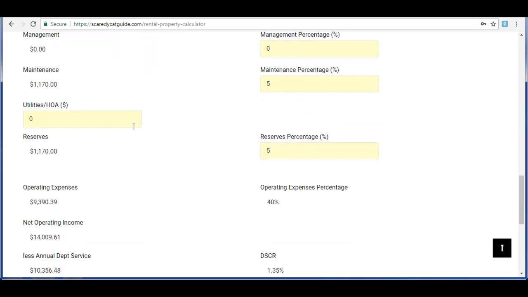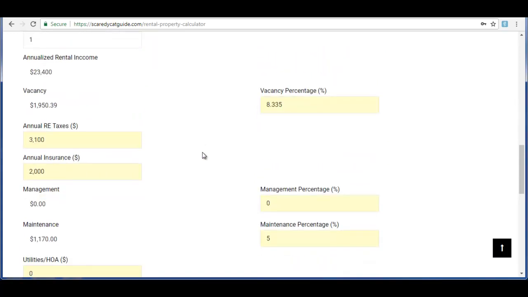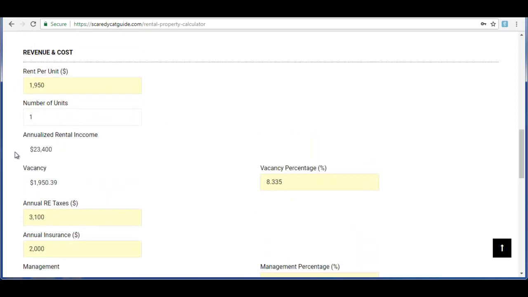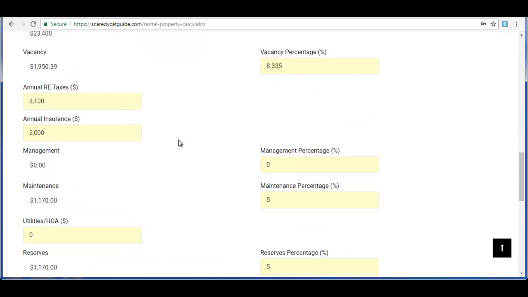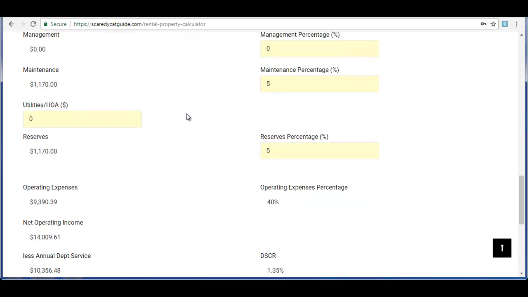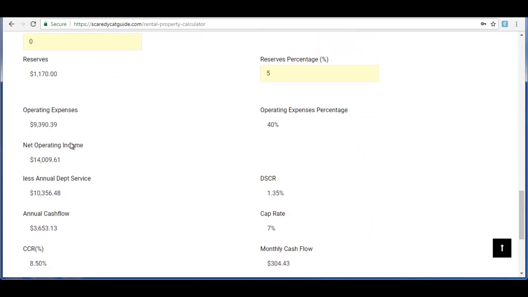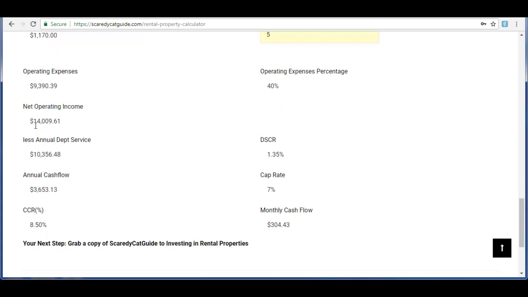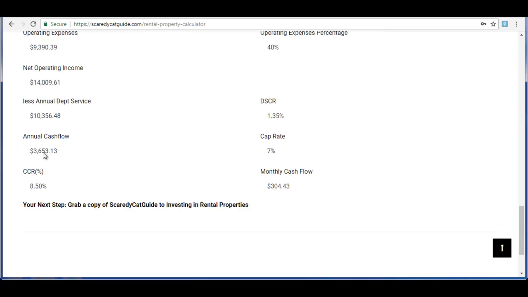So with that said, now we've gotten our numbers. Everything fills in: annualized rent, 23,400, allocation for maintenance, allocation for reserves. So after we do all this, we get our operating expenses. So you see what our operating expenses are, which in this example is about 40%, which is pretty good. It's pretty low. Usually you're going to see them bounce between 40 and 50%. So that gives us our net operating income, which is about 14,000, and then less the debt service, which obviously, got to pay the loan, and that gives us our cash flow. So our annual cash flow, and then cap rate, and then cash on cash return, and our monthly cash flow.